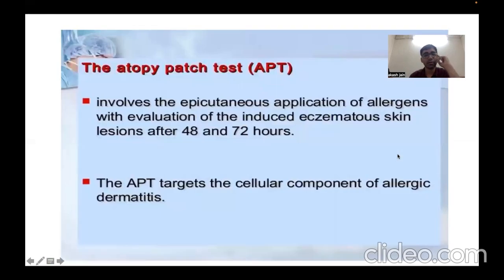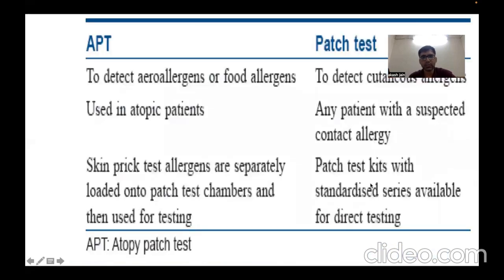Now the next is atopy patch test, APT. It involves the epicutaneous application of allergens with evaluation of the induced eczematous skin lesions after 48 and 72 hours. It targets the cellular component of the allergic dermatitis. What is the difference between atopy patch test and patch test?